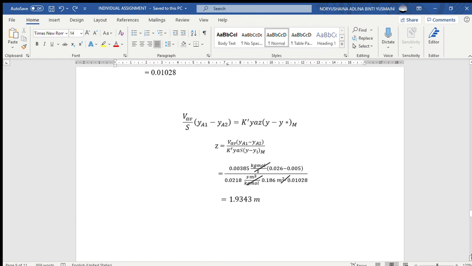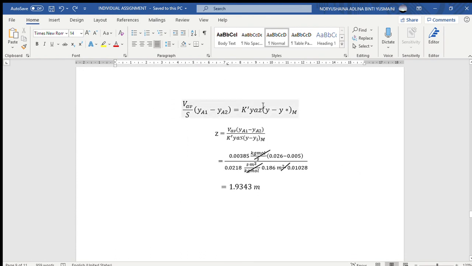And I do the same as question A and B. I rearrange back the general equation to find the tower height, making Z the subject, and substitute all the data, cancel out the unit, and finally I got the height using the capital letter K prime Ya is equal to 1.9343 meter.